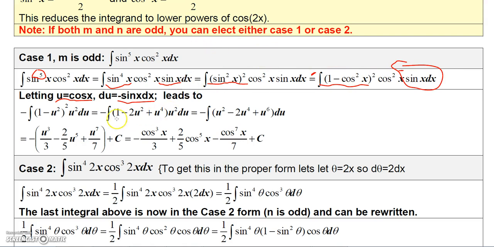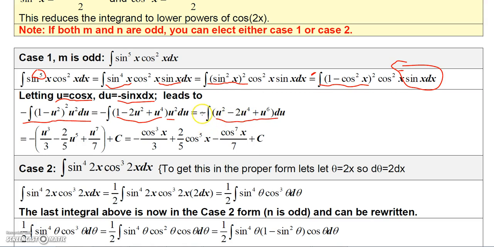And so what I end up with, since u is cosine x, is 1 minus u squared, quantity squared, and then times another u squared. So let me show you what we end up with. We have the minus out here, and then inside the integral we have 1 minus u squared, quantity squared, times u squared. You can square the 1 minus u squared and get 1 minus 2u squared plus u to the fourth. Then you can distribute this u squared through, and you get u squared minus 2u to the fourth plus u to the sixth.